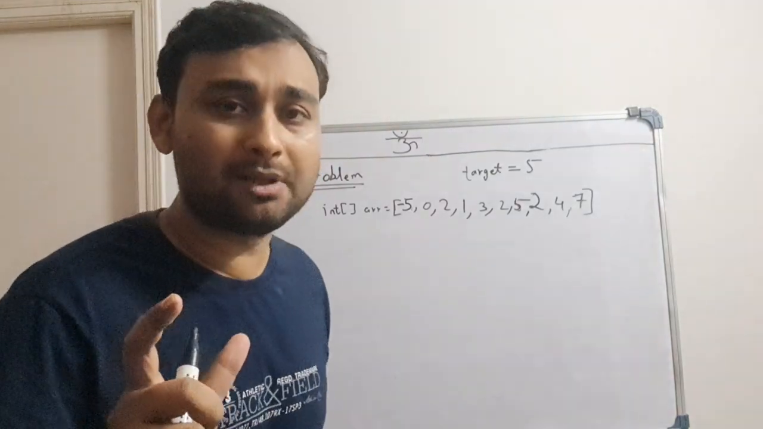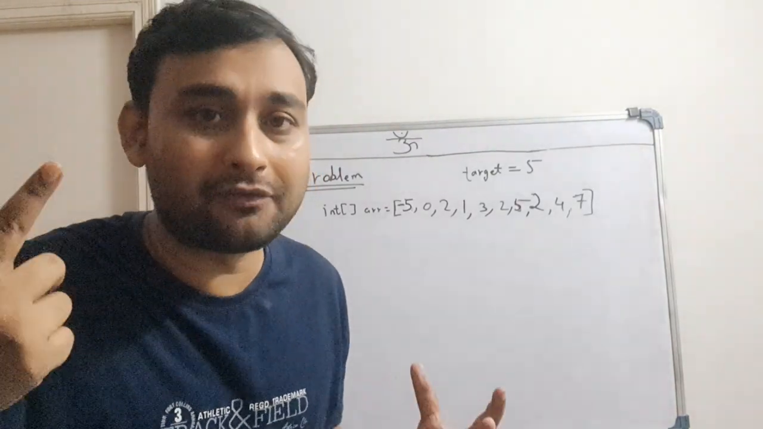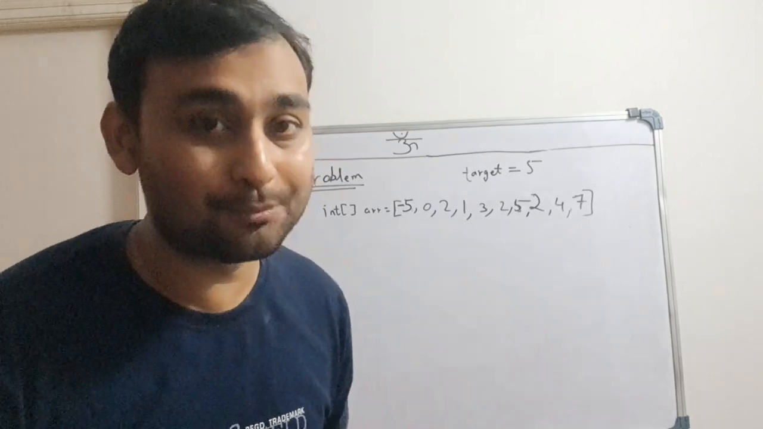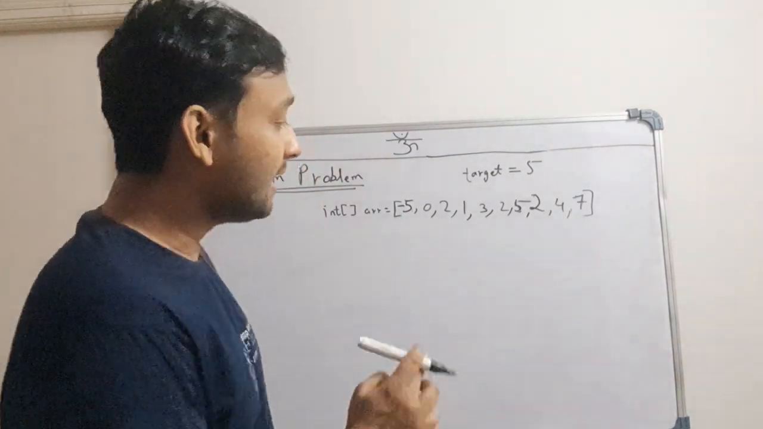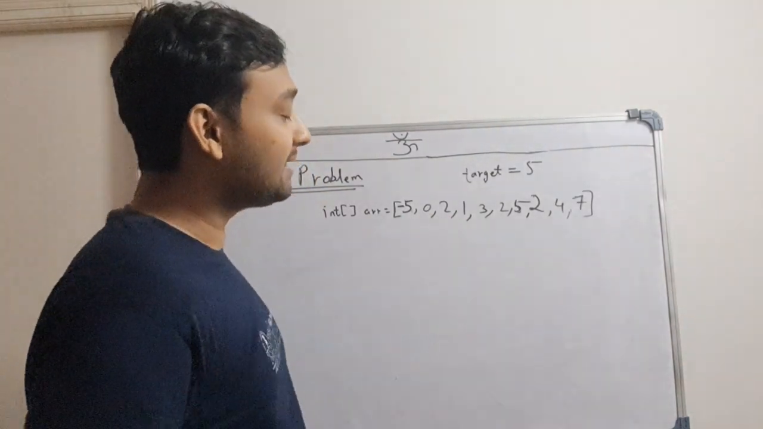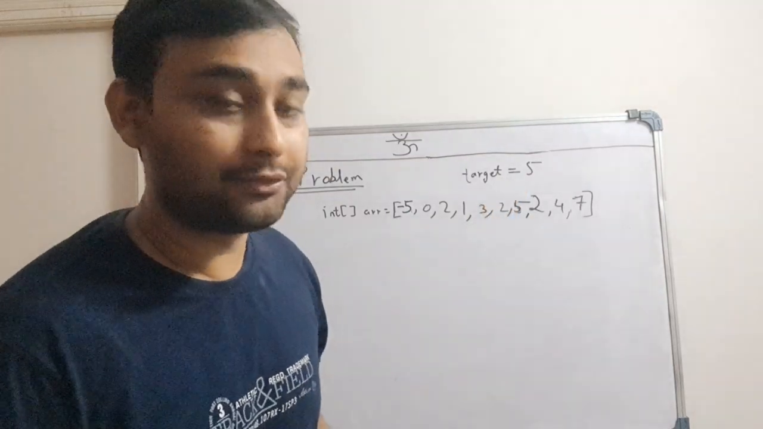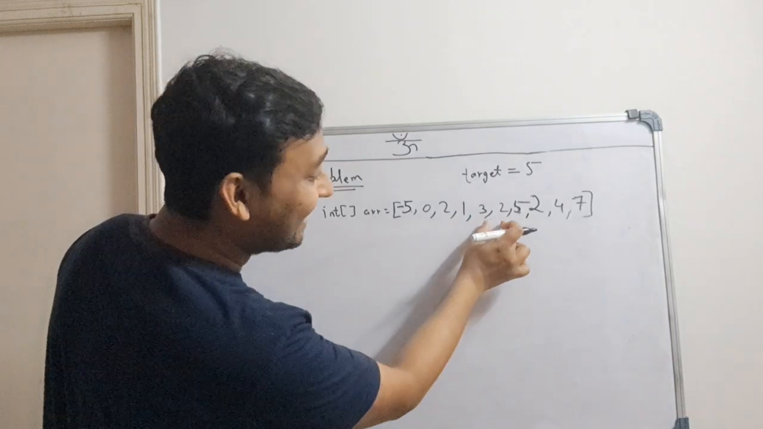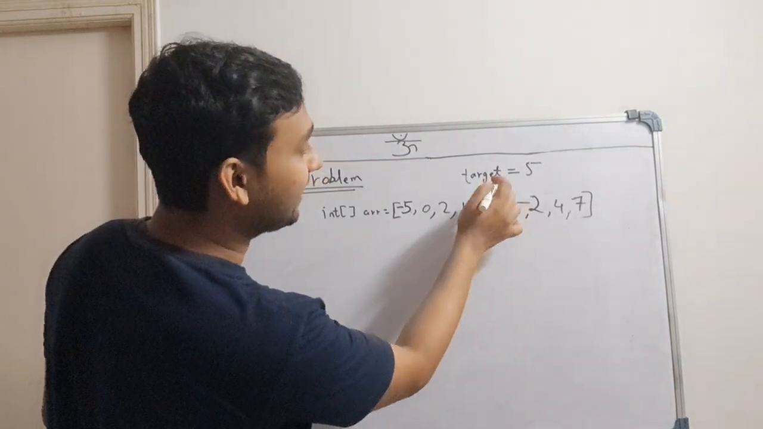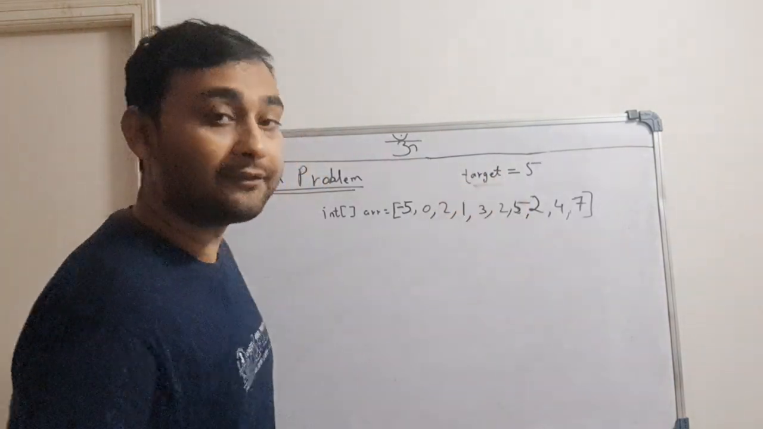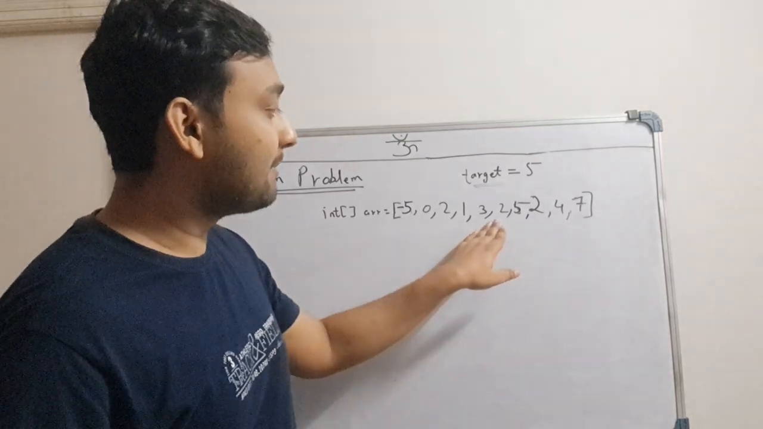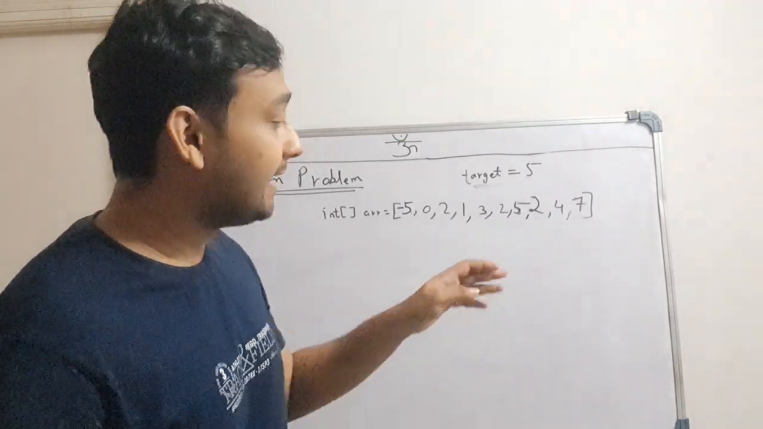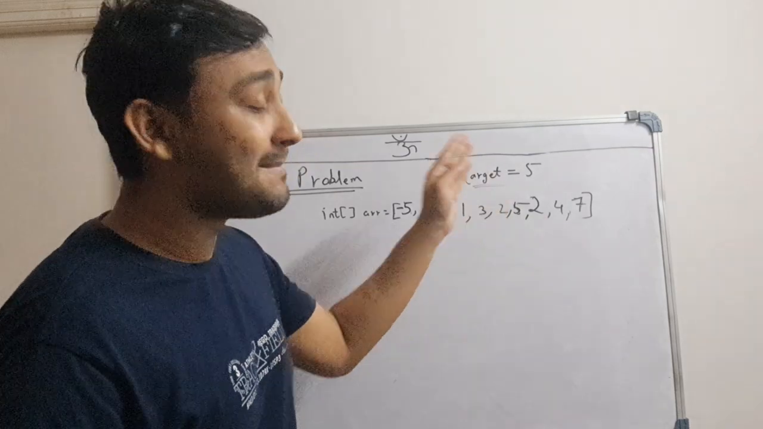In the two sum problem, whenever you add any two numbers, you will get your target value. Here you will get two numbers, 3 and 2. If you add these two numbers, you will get your target value, which is 5. So this will be one of the answers. There can be multiple answers which match this target.